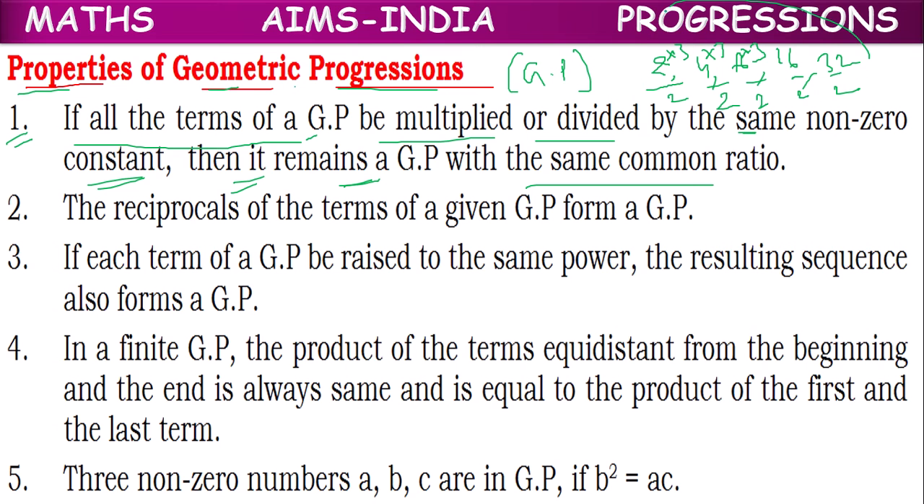whatever new sequence comes, it will also be a GP with the same common ratio. So before multiplying or dividing, if the common ratio is r, after multiplication or division by the same number, for the new GP also, the ratio will be the same.